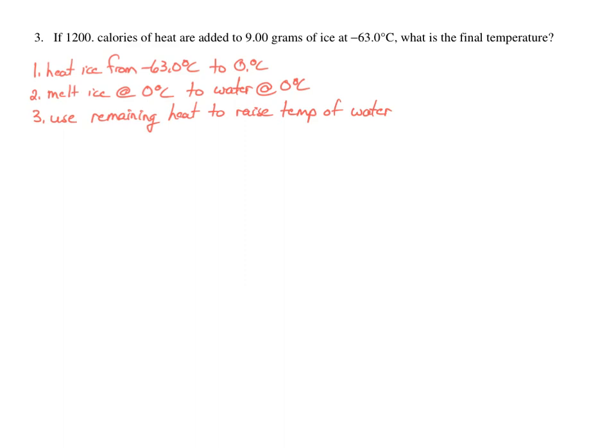Again, the key to this problem is understanding physically what we're doing. We start with ice that's well below the freezing point of water, so we first need to raise the temperature of the ice from minus 63 degrees C up to 0 degrees C. Then, once the ice is at 0 degrees C, we can melt that to water at 0 degrees C. Then we'll use whatever remaining heat is left of our 1200 calories to raise the temperature of the liquid water.